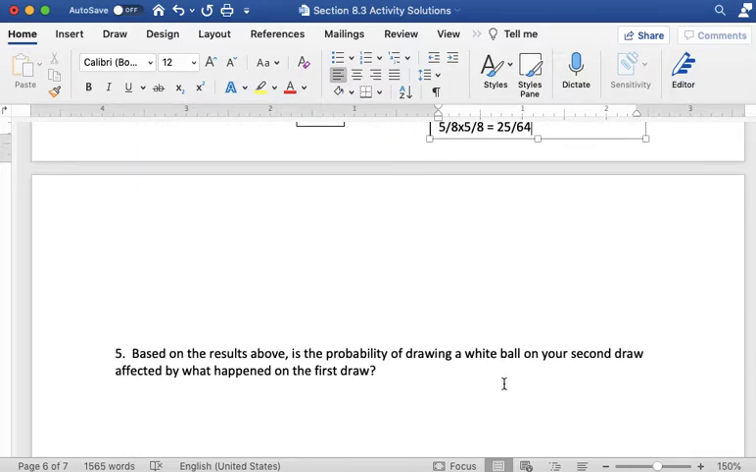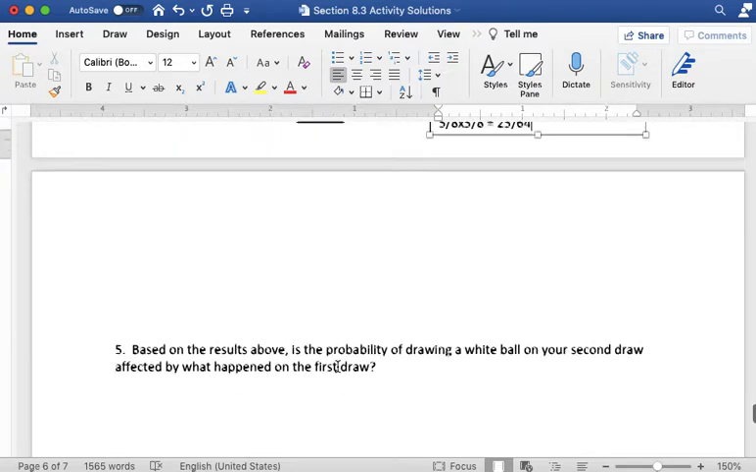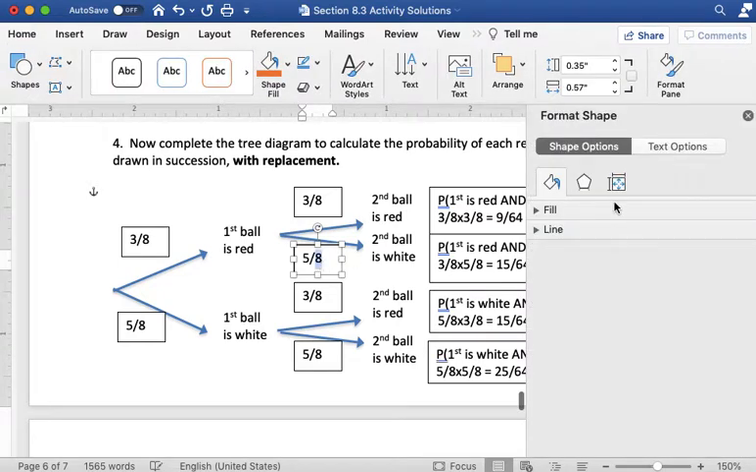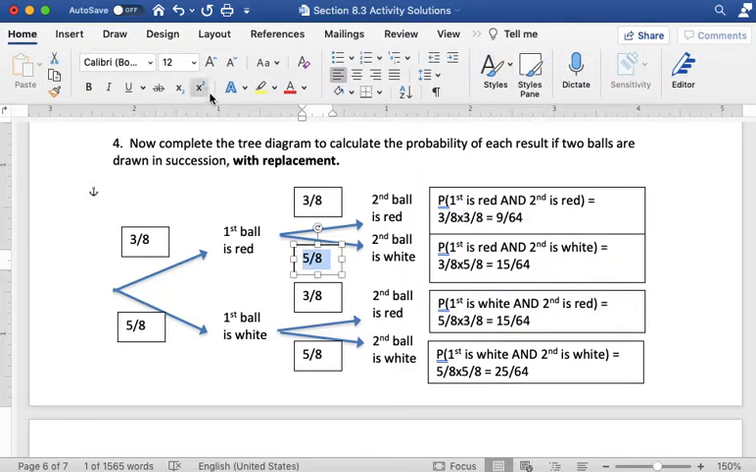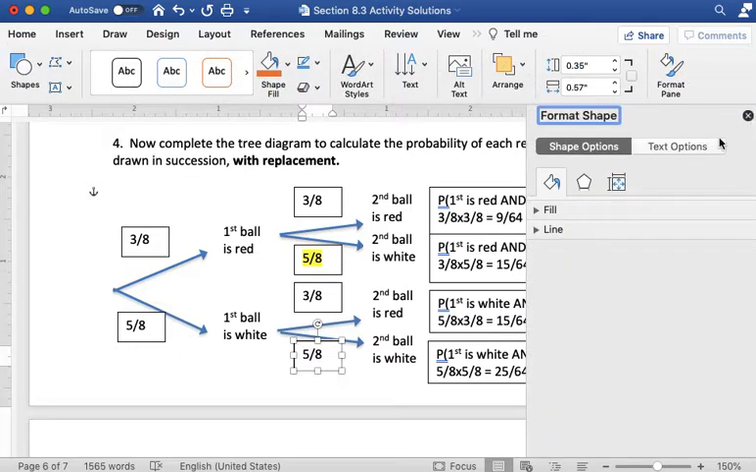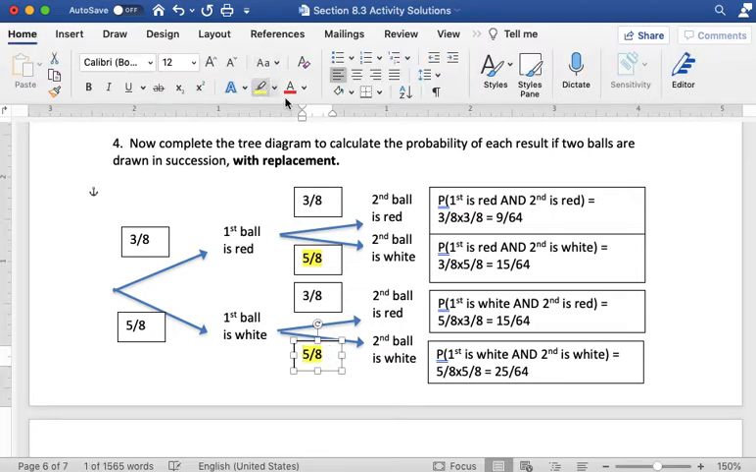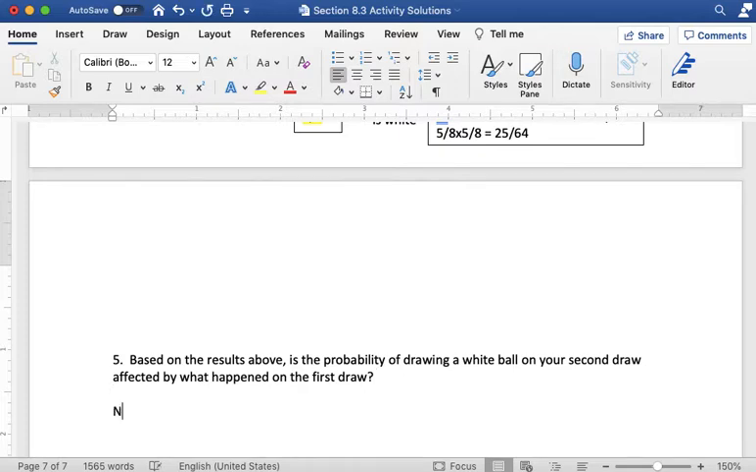And finally, for question 5, it says, based on the results above, is the probability of drawing a white ball on your second draw affected by what happened on the first draw? And the answer to that is no, because my probability of drawing white is always 5/8. Since I'm putting that first ball back into the box before I do my second draw, it does not matter whether I got white or red on the first one. My probability is always going to be 5/8 because I am putting that back into the box. And so I always have 5 white out of 8 total balls. So the answer here is no.